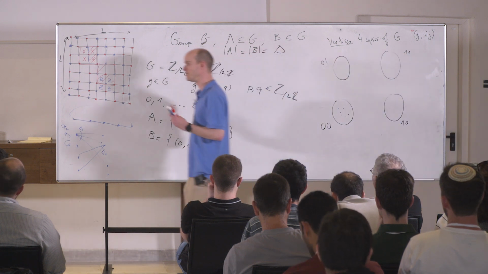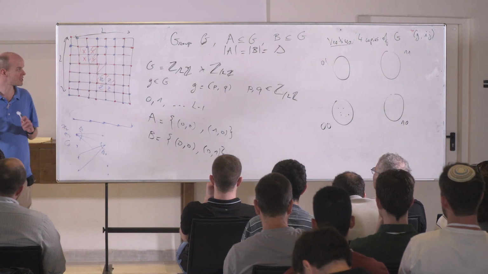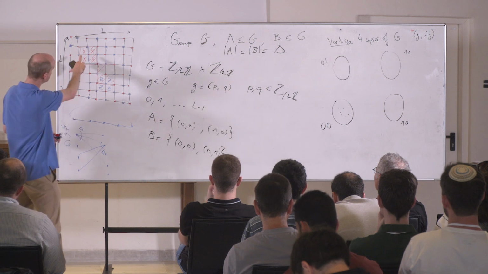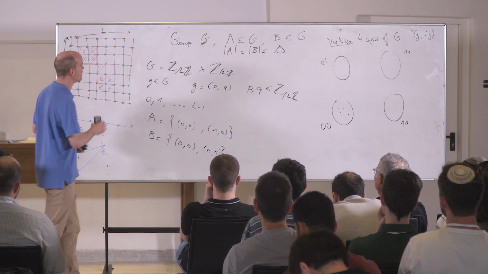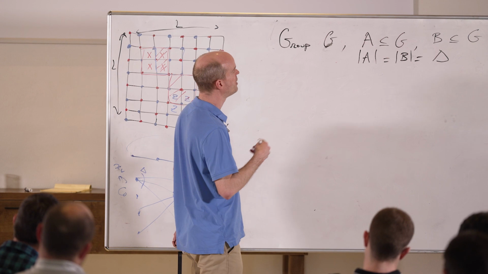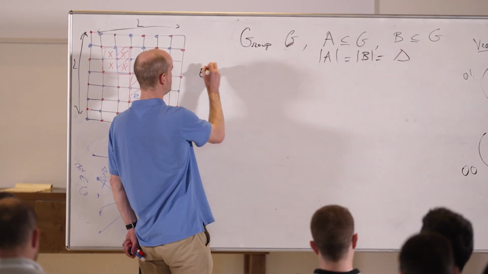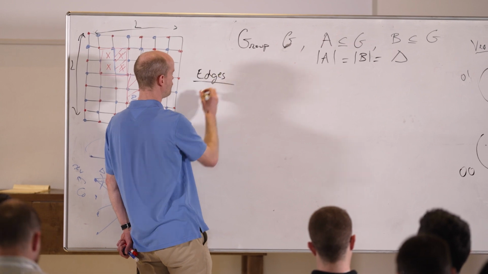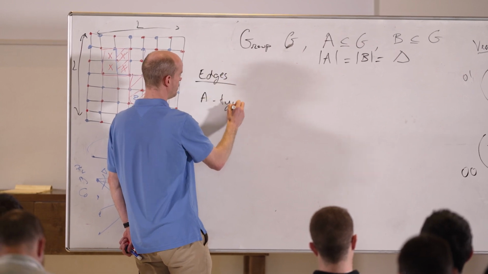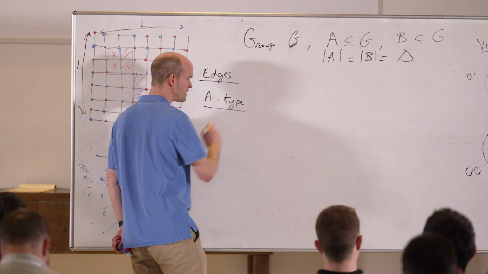So these are the vertices. I need to tell you what the edges are. I will have 2 types of edges, a little bit like this: horizontal edges and vertical edges. I will call them A-type edges and B-type edges. So you have edges of type A. What is it?